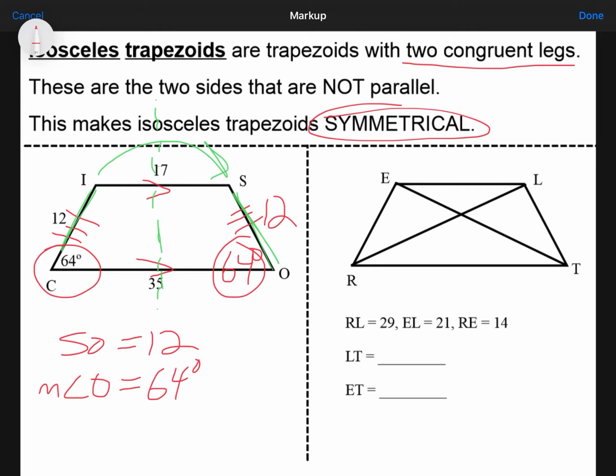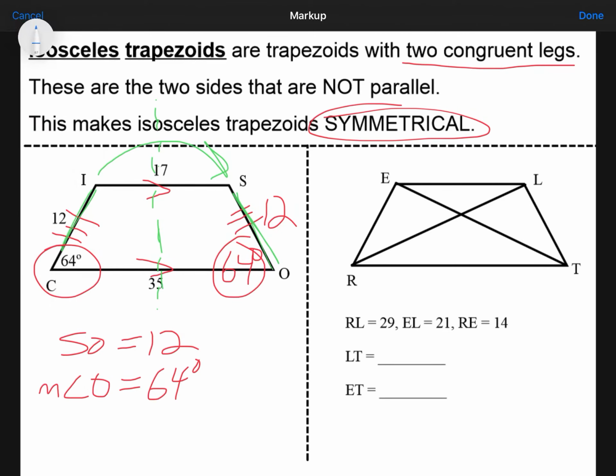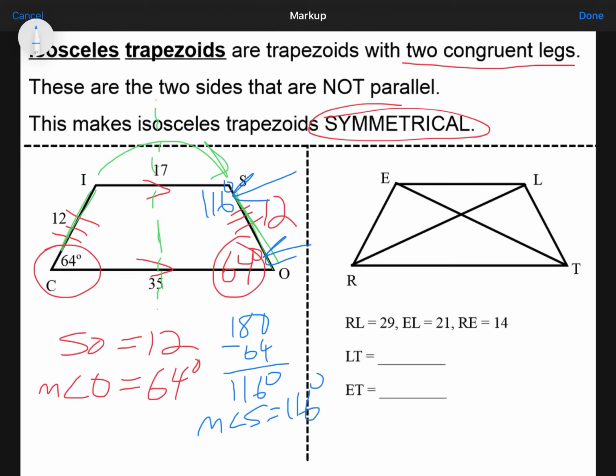So on the first page of notes, we dealt with the 180 rule between the bases. Now, special trapezoids like these ones, these isosceles trapezoids, also have a symmetrical rule where things are just equal. But careful, the other rule also applies. These two angles here, like we did on the first page, be able to subtract from 180, and so angle S is 116 degrees. And if angle S is 116 degrees, if you folded angle S over, it would match up with angle I, also 116 degrees.